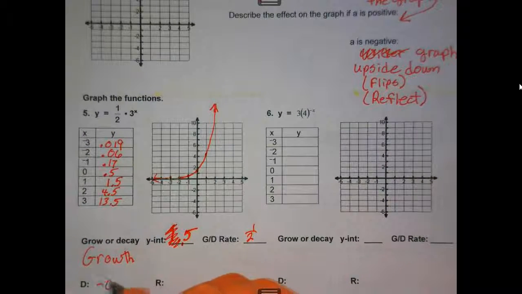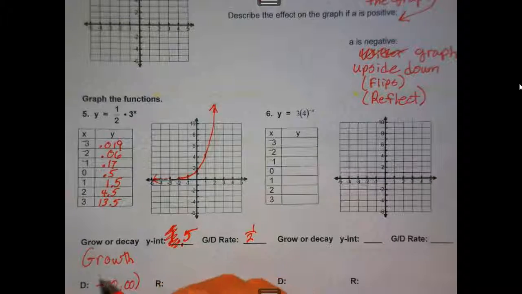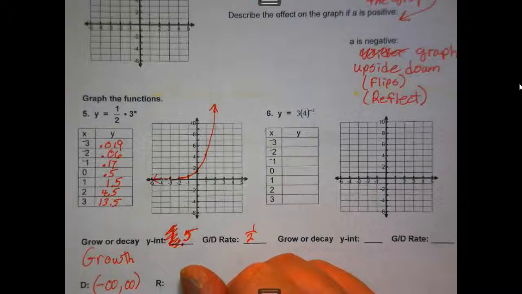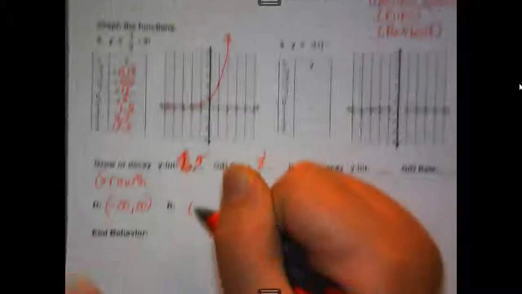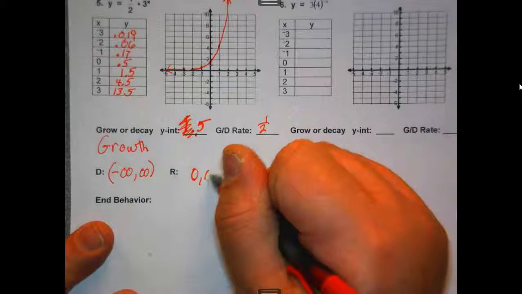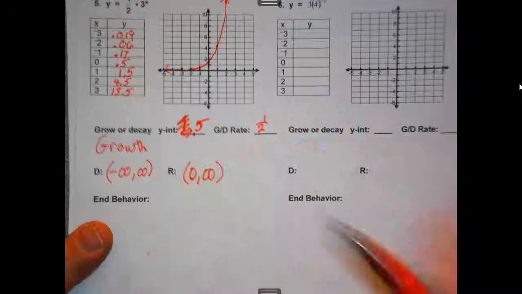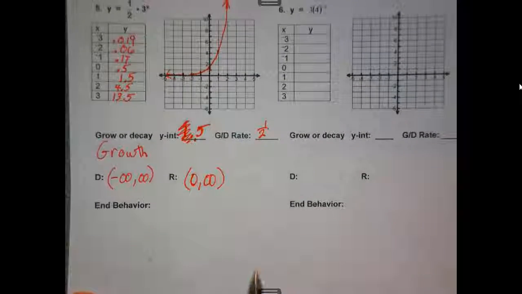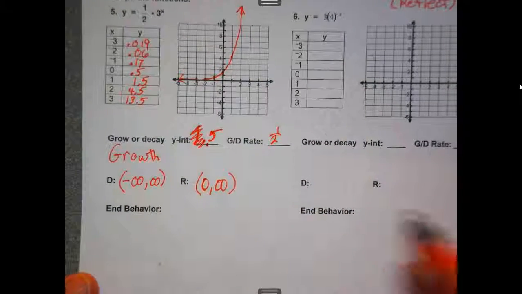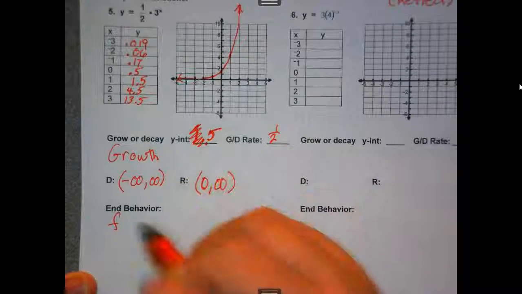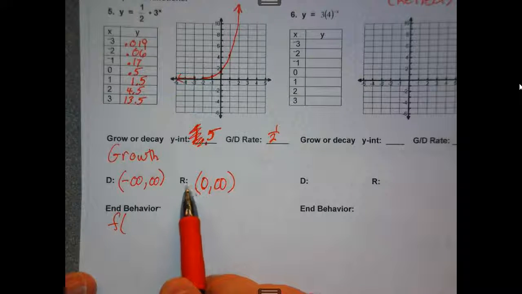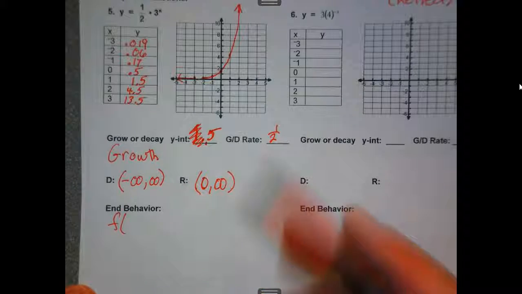Domain. Range. Smallest number, 0.19. Largest number, it's obviously 0.19. No, it gets close to 0, but it's never going to reach 0. That's why I put it in parentheses. If it included 0, I would put a bracket there.